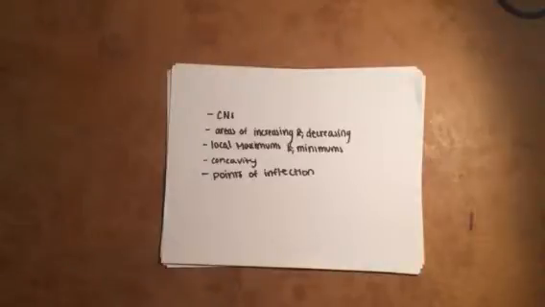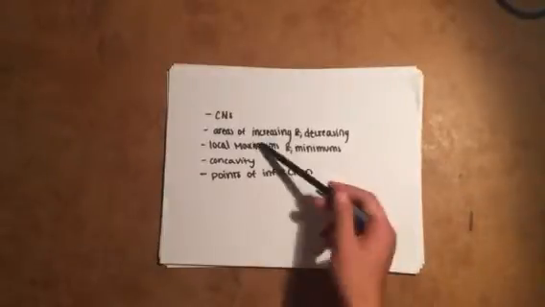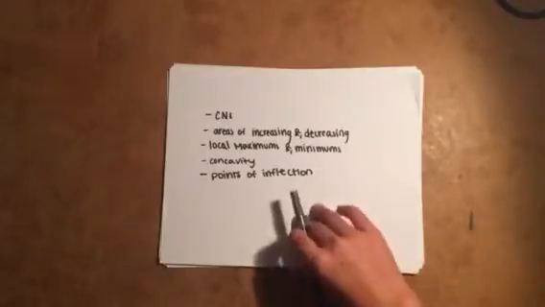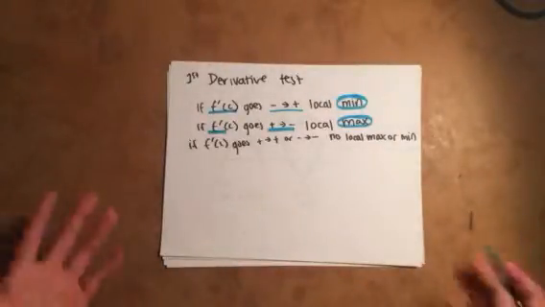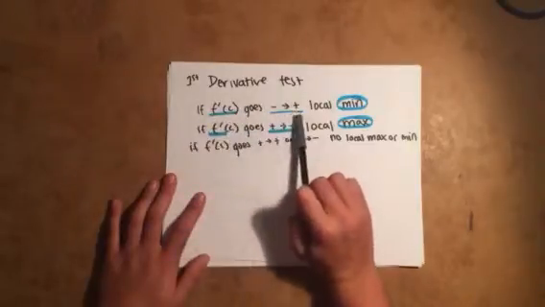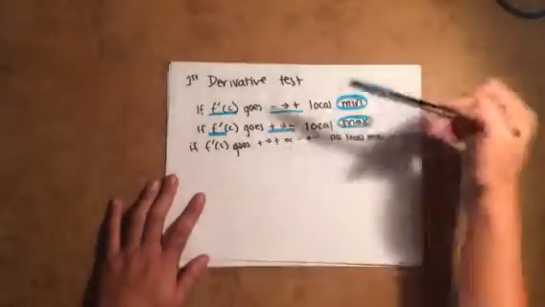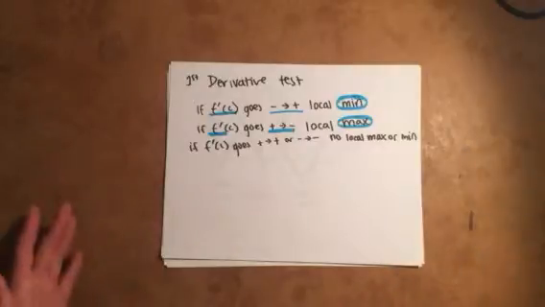So today I'm going to show you how to find the critical numbers, areas of increasing and decreasing, local maximums and minimums, concavity, and points of inflection of a function using its derivatives. One way is to use the first derivative test. The first derivative test basically says that if the first derivative goes from negative to positive, there's a local minimum. If it goes from positive to negative, there's a local maximum. And if the sign stays the same, then there's no local maximum or minimum.